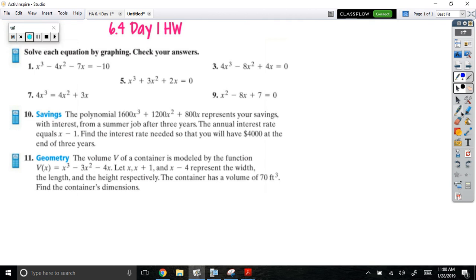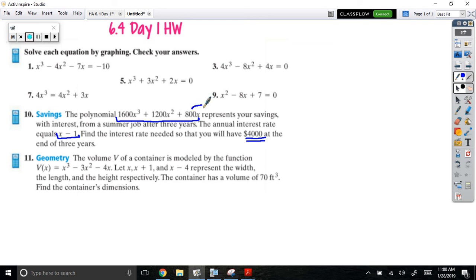I'm going to take a couple minutes to go over the word problems in case you're struggling on the homework. The first one says that this polynomial represents your savings with interest from a summer job after 3 years. So it's the amount of money that would be in your account after 3 years. The annual interest rate equals x minus 1. Find the interest rate needed so that you will have $4,000 at the end of 3 years.